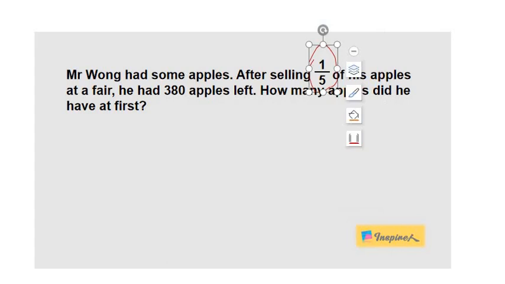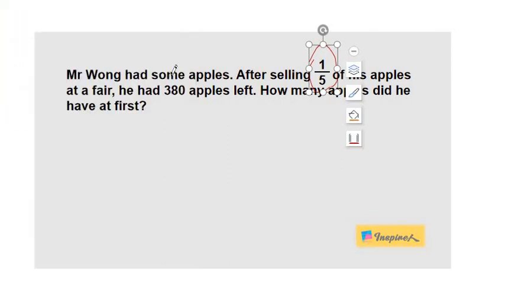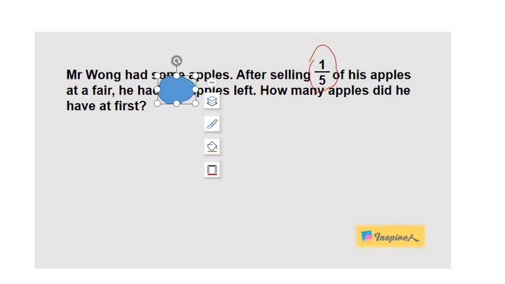And another clue would be 380. So, okay, 380. What we need to do here is know how to use what we are given to solve the problem, the number sum problem. Okay, so firstly, 1/5, this one is a fraction.